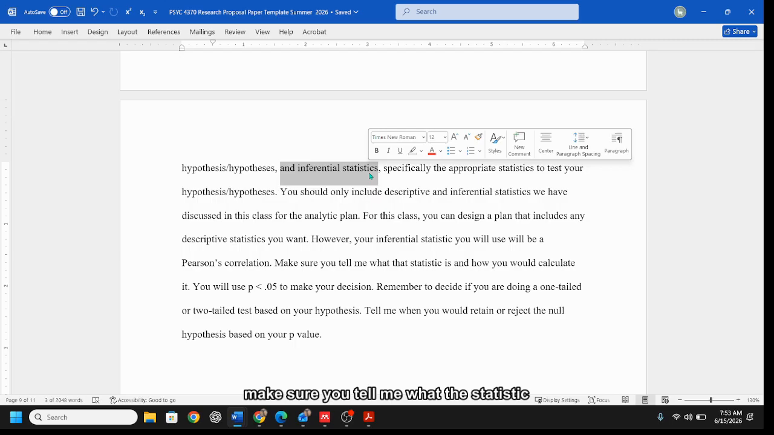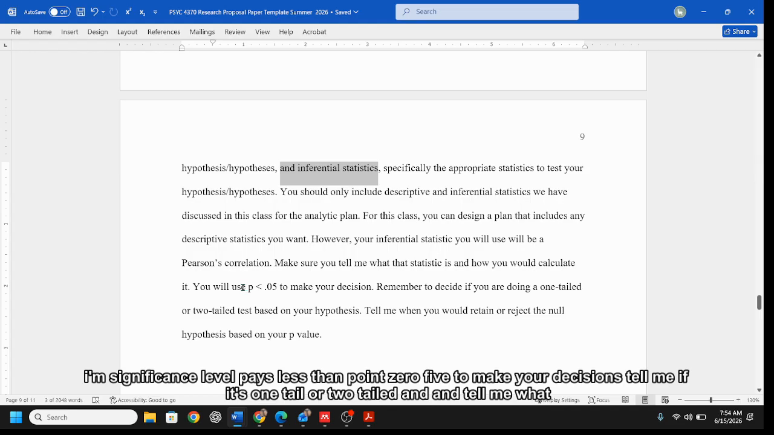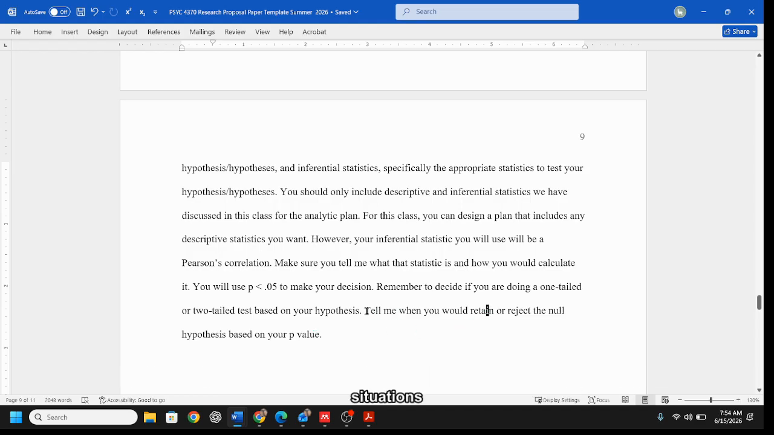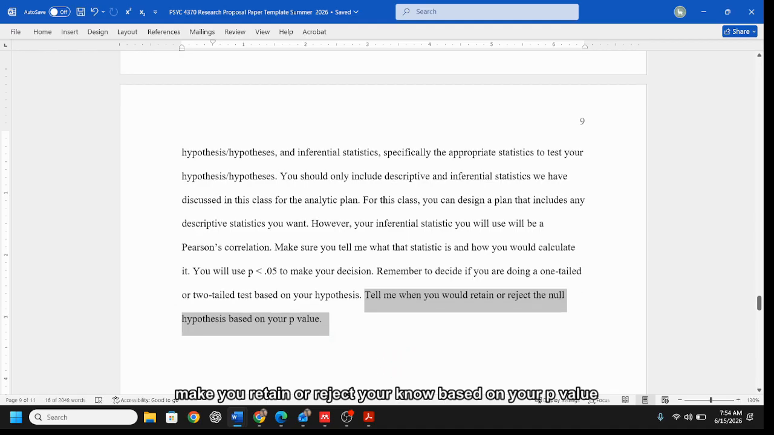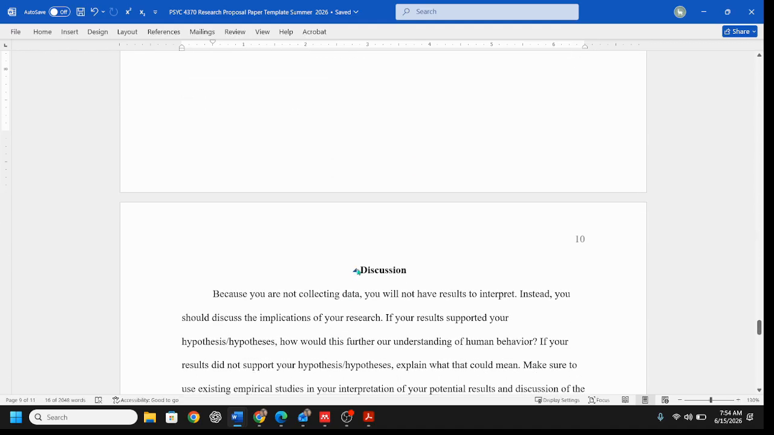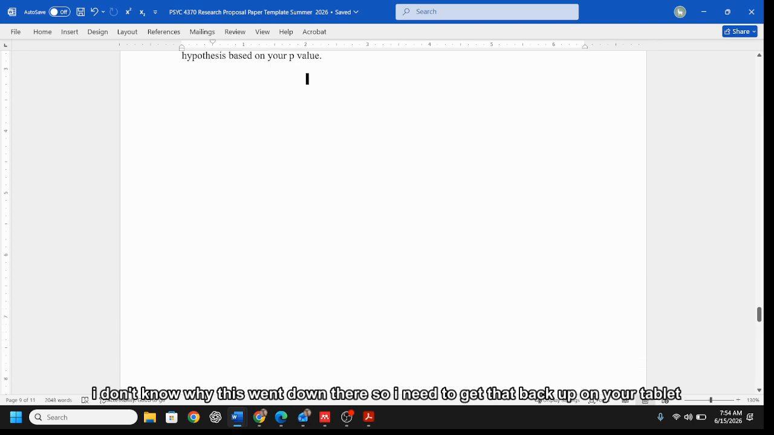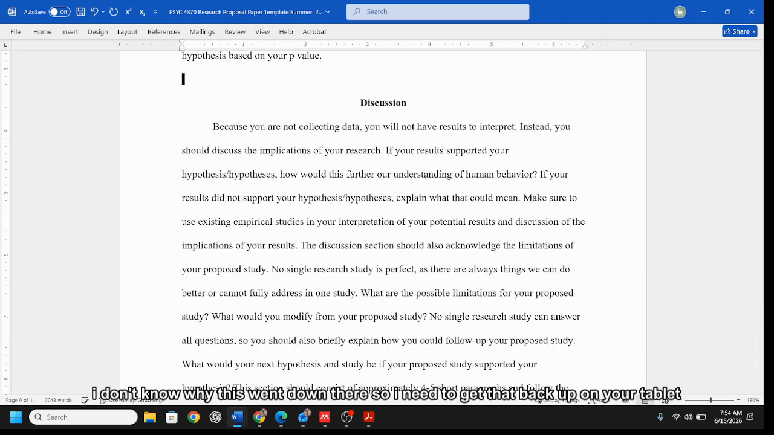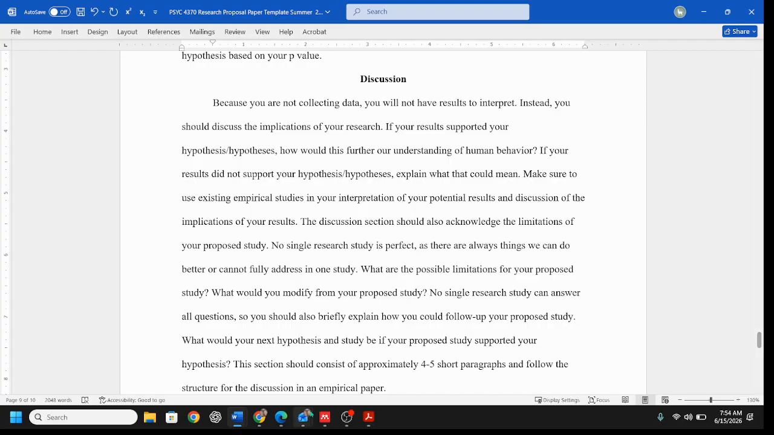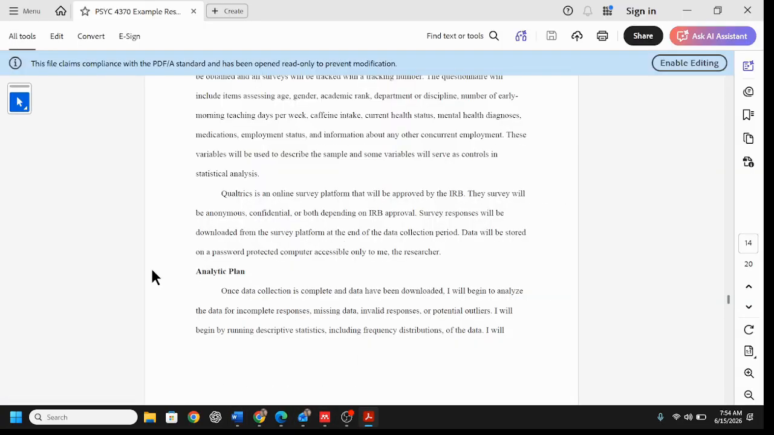Make sure you tell me what the statistic is that we're using, Pearson correlation, how you would calculate it using Jamovi, your significance level, p less than 0.05 to make your decisions. Tell me if it's one-tailed or two-tailed, and then tell me what situations would make you retain or reject your null based on your p-value. I don't know why this went down there, so I need to get that back up on your template. There you go.